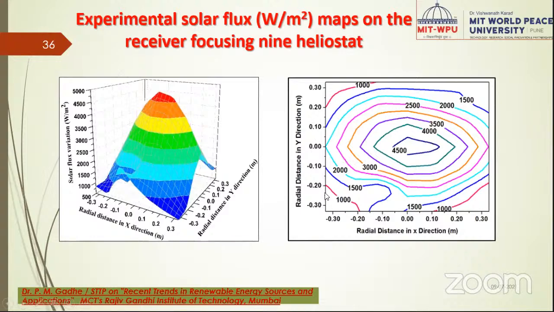Based on this flux variation, you can decide the size of the receiver. Normally, around 10% of the peak flux, depending on your application, you can decide the size of the receiver. If the intensity is very poor on the outer side of the receiver, you can decrease the size of the receiver. The optimum size depends on how much solar radiation intensity you want on the receiver, and accordingly you can decide the size. So by knowing the flux distribution, we can decide the size of our receiver.